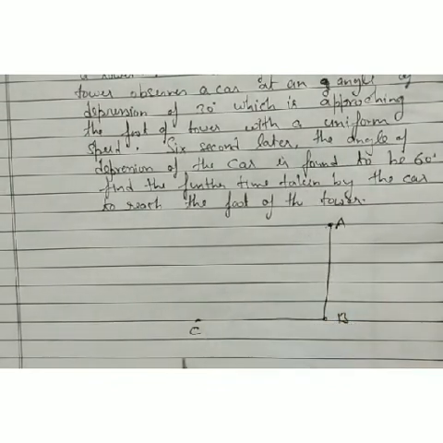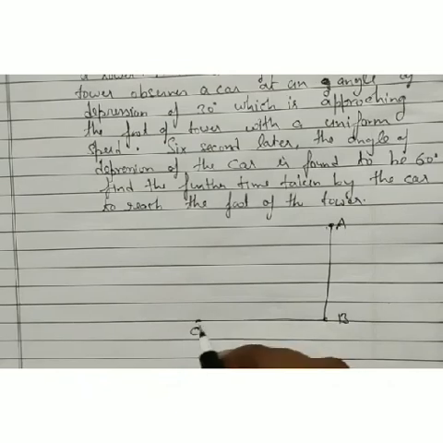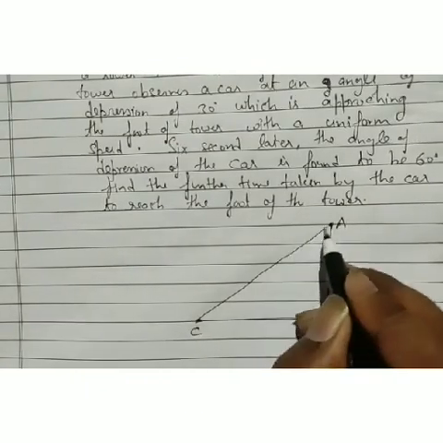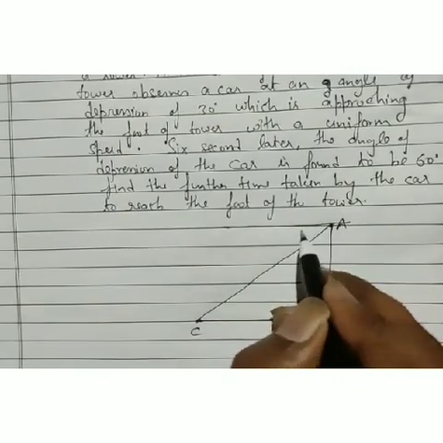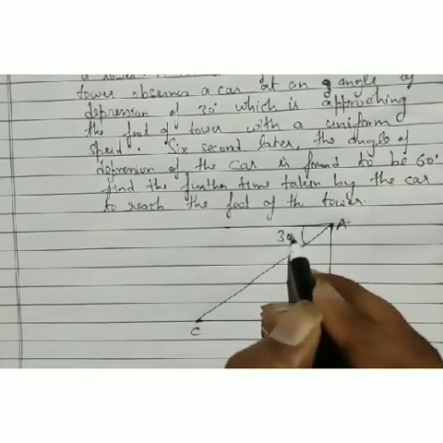And then here it's asking about the angle of depression. First of all, we have to draw a horizontal line from the point A. Now we are able to draw a depression angle. This is our 30 degrees.